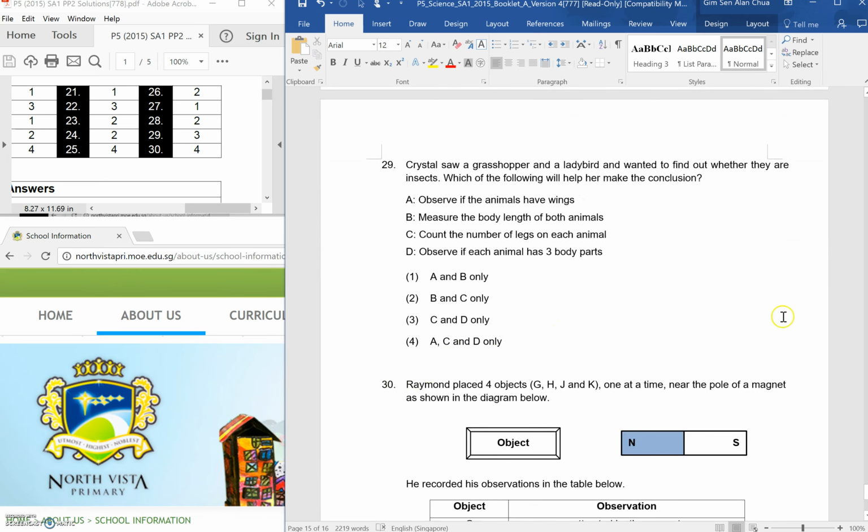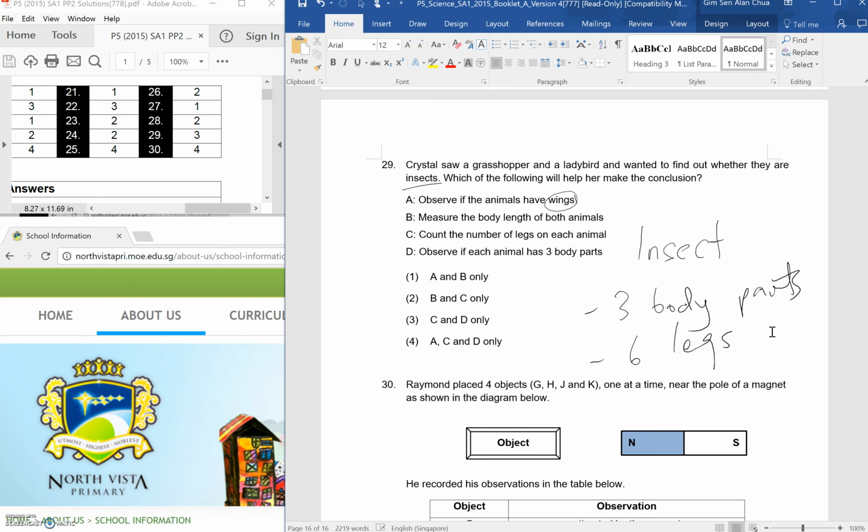Question 29. Crystal saw a grasshopper and a ladybird and wanted to find out whether they are insects. What do we know about insects? This question is testing you about insects. Observe if animals have wings. Is wing a characteristic of an insect? No. For us to tell whether it's an insect, we look at 3 body parts, and then we also look at the number of legs, 6 legs. These are the key things to take note of.